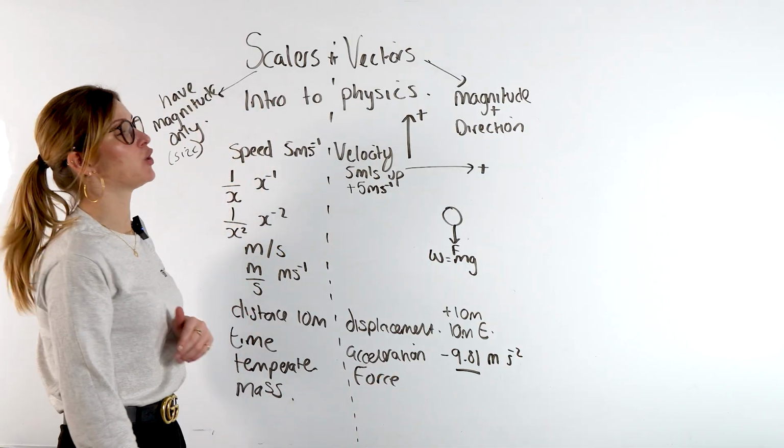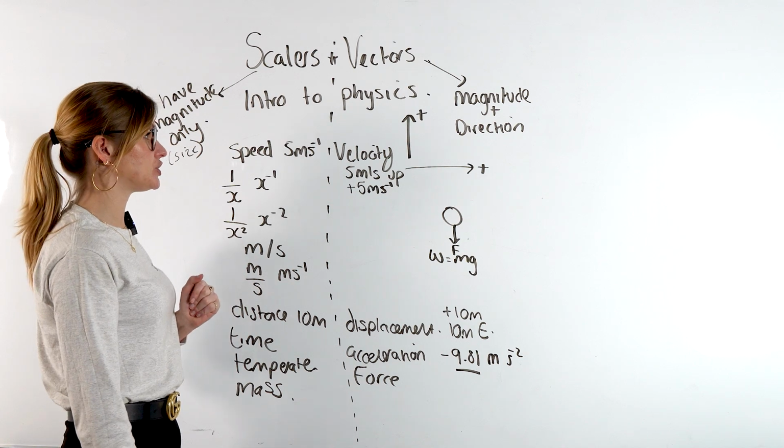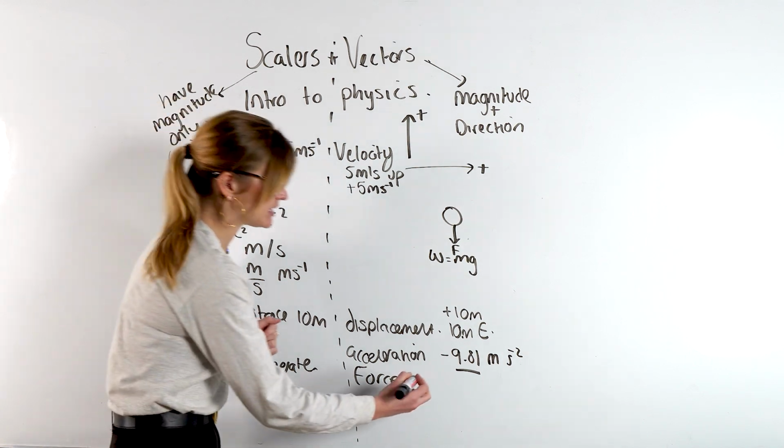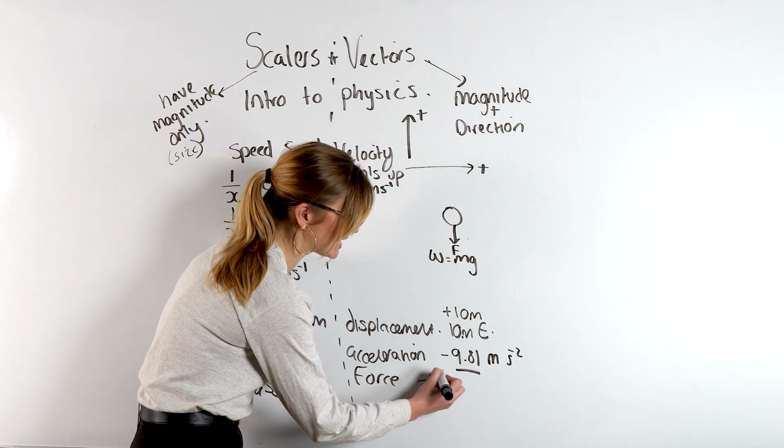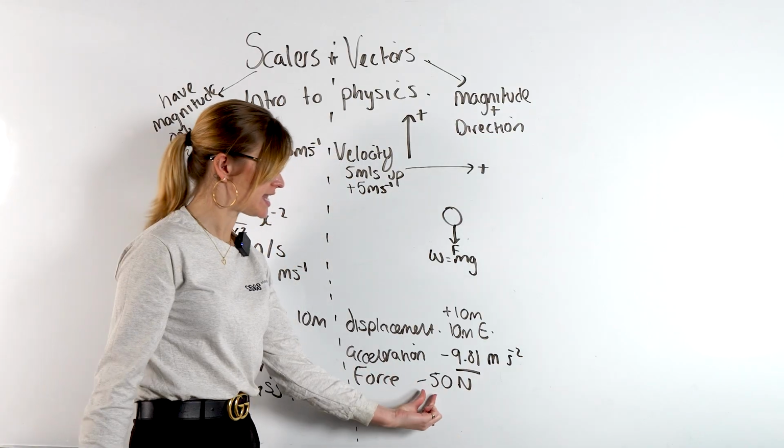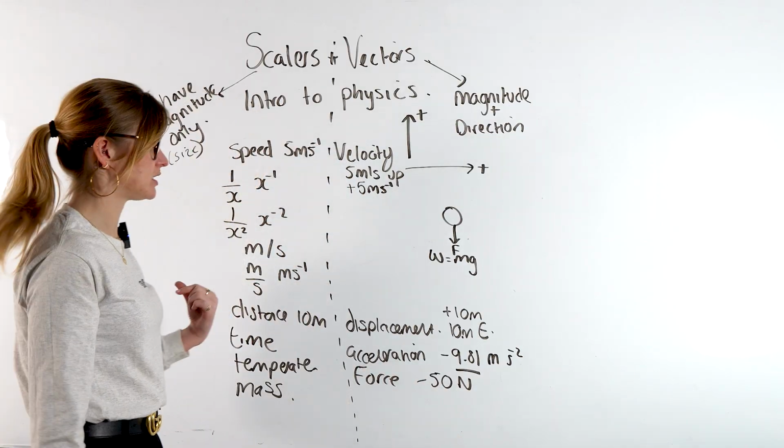So again, let's say I put a force of 50 newtons towards the left. I can say negative 50 newtons, because the negative tells me it's going towards the left.